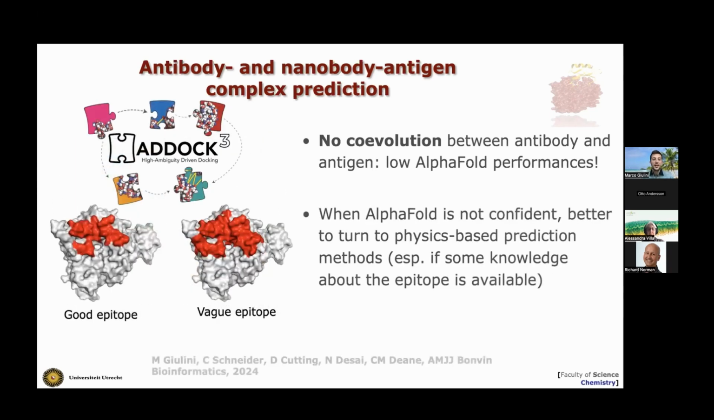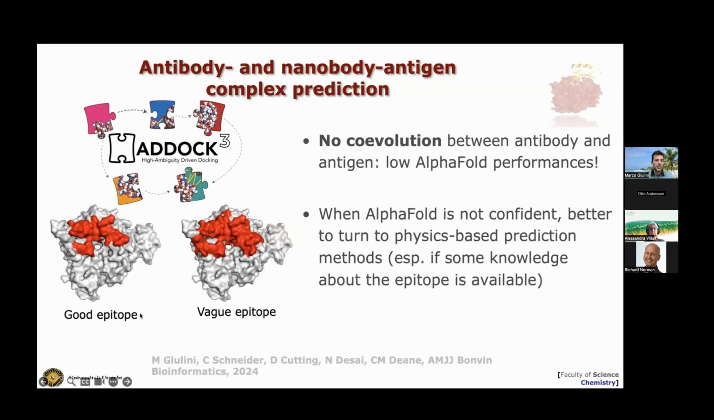And you know, in the lab, we say that when AlphaFold is not confident about your favorite antibody-antigen complex, then it's maybe a good idea to turn to physics-based prediction methods, especially if you have some knowledge about the epitope. The epitope is the region on the antigen where the antibody is going to bind.